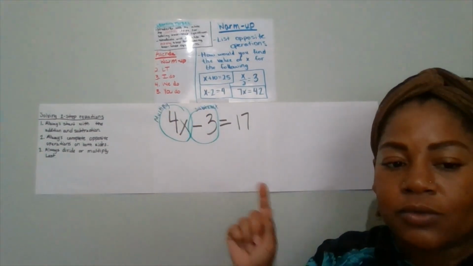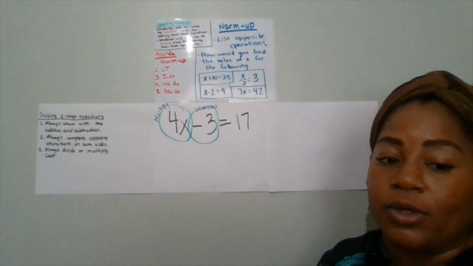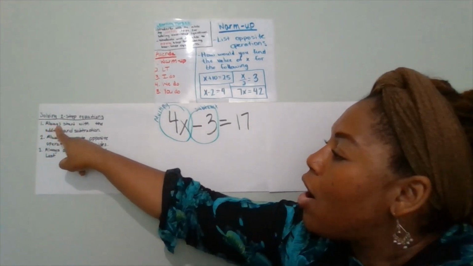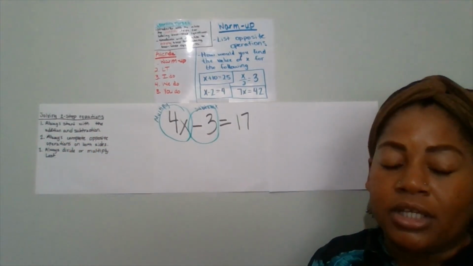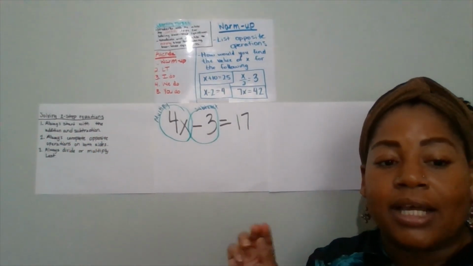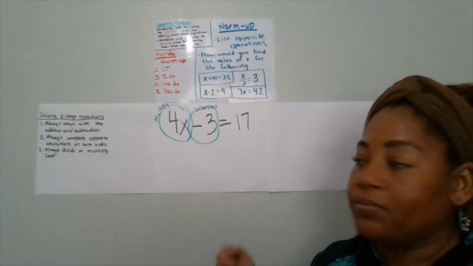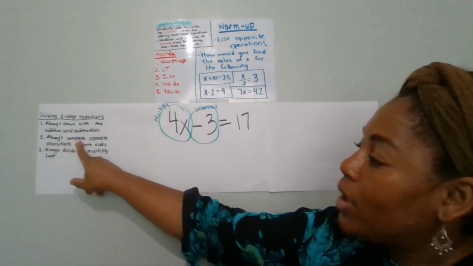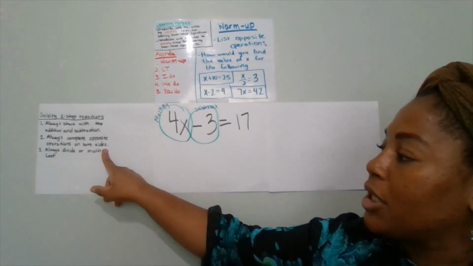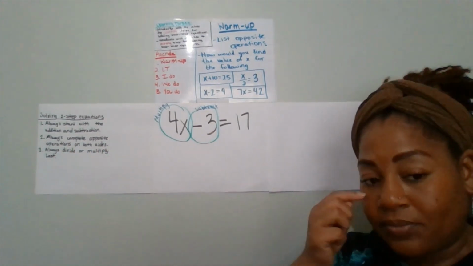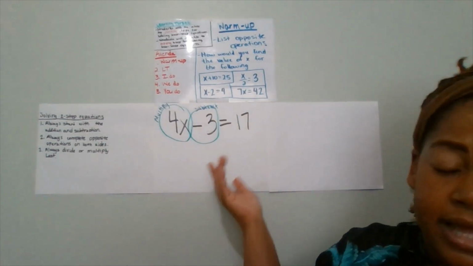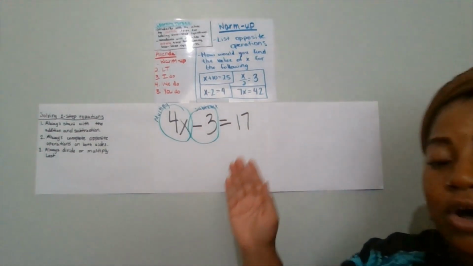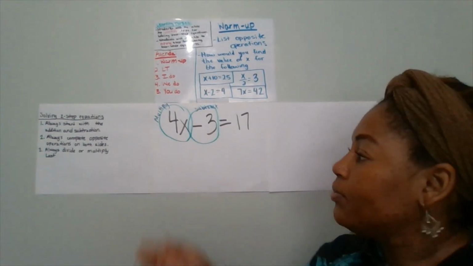Things to always remember when solving two-step equations. Number one, always start with the addition and subtraction. We always want to start with the addition and subtraction first. Number two, always complete opposite operations on both sides. We know from solving one-step equations that whatever you do to one side, you must also do to the other side. Okay?